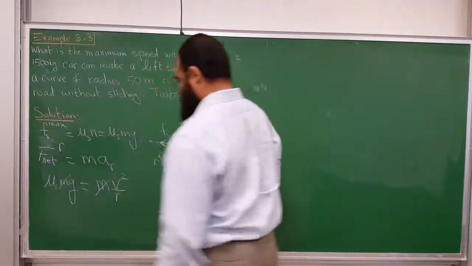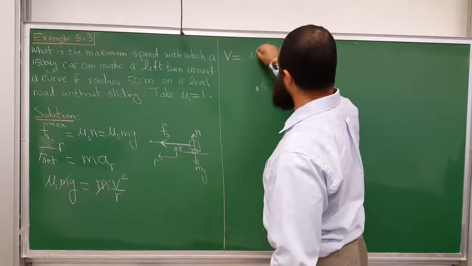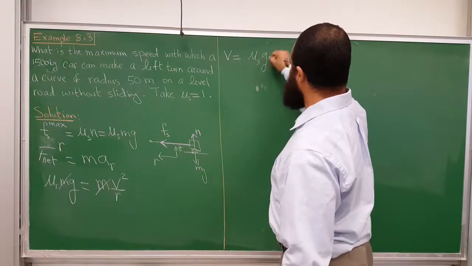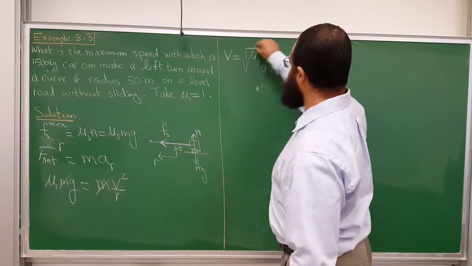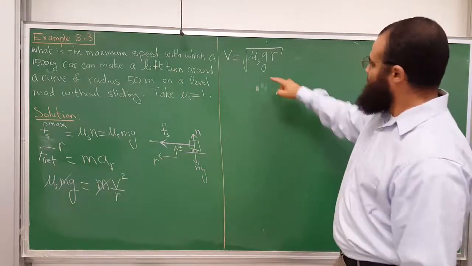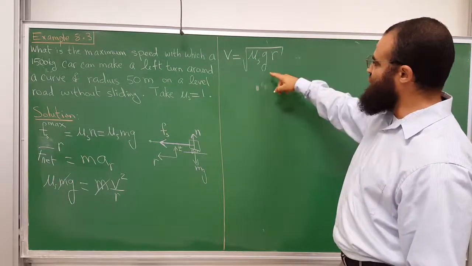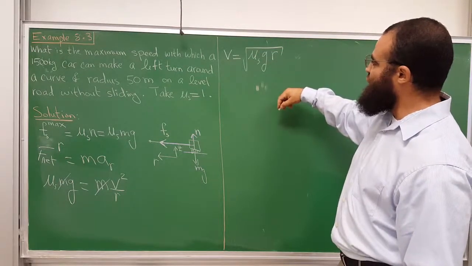So we get that v will equal, multiply both sides by r and take the square root, so it would be mu s times g times r, and you take the square root. Notice, you have no control over g. If you're on Earth, g is what it is. It's 9.8, so you can't control that.